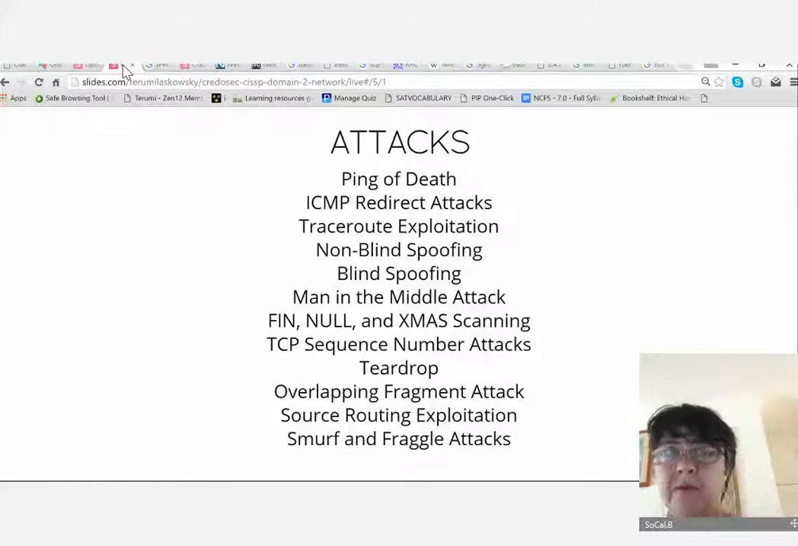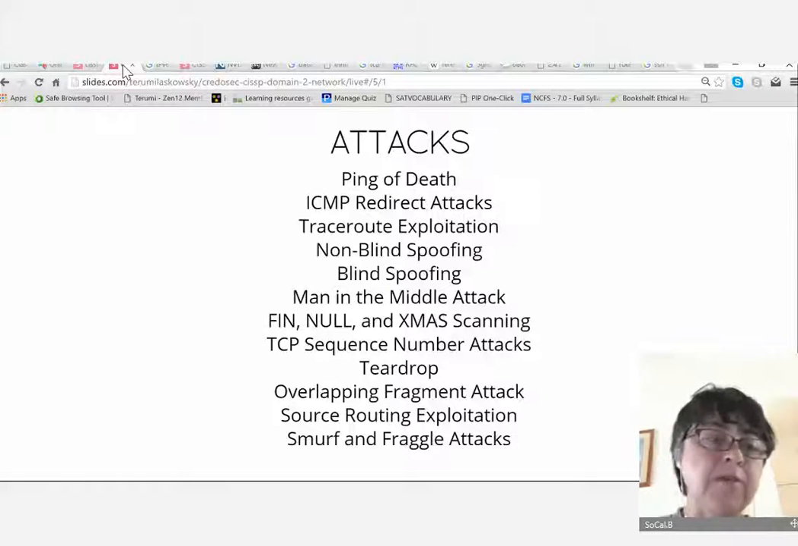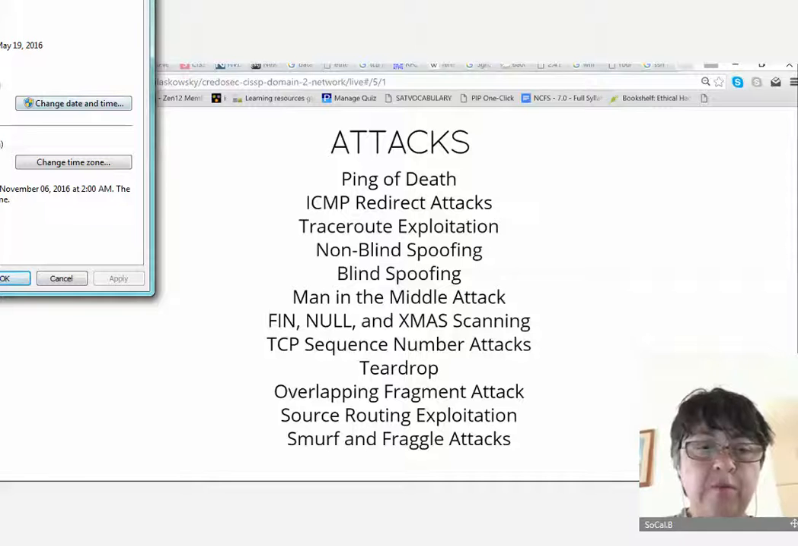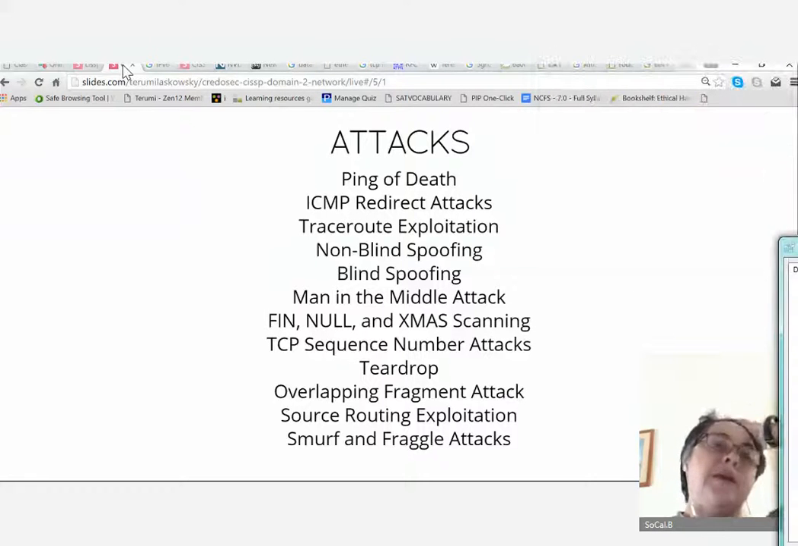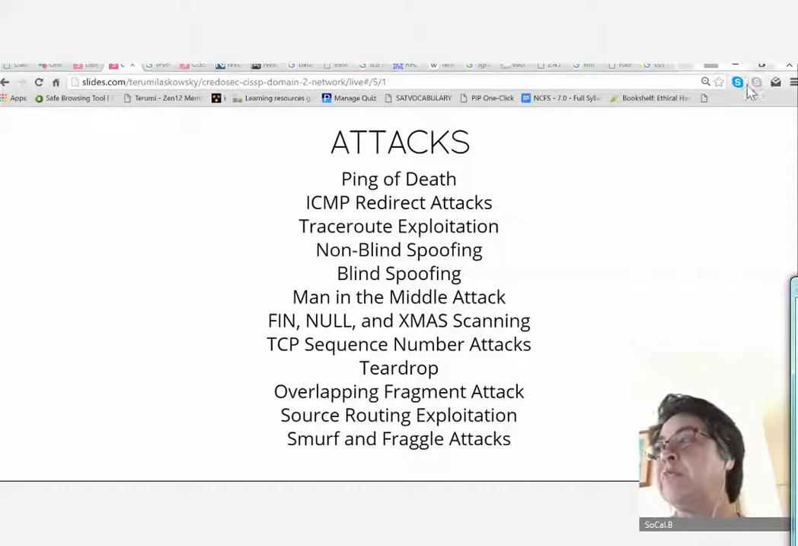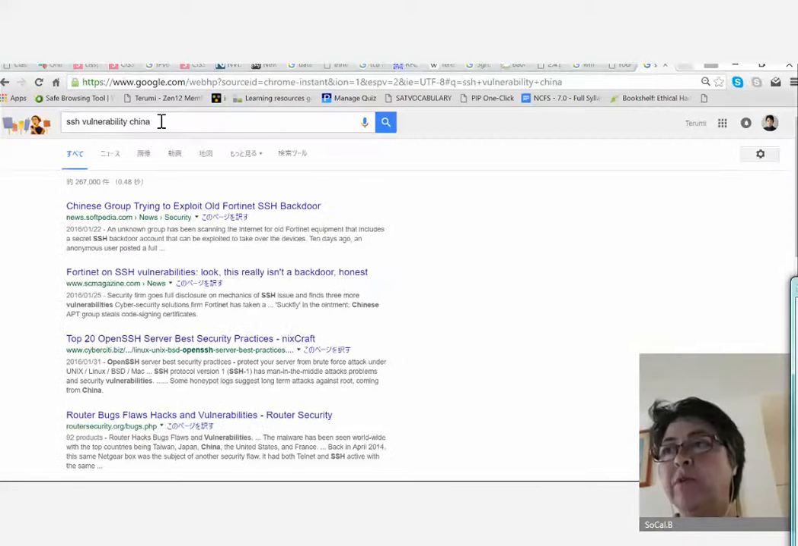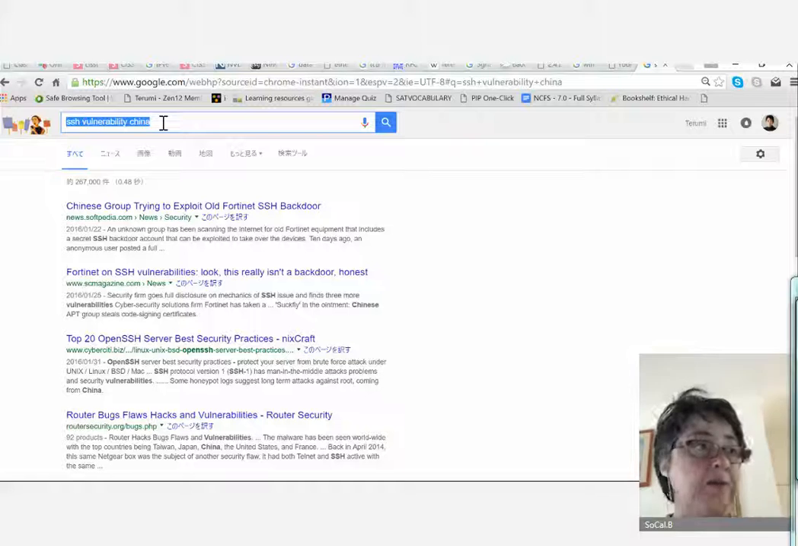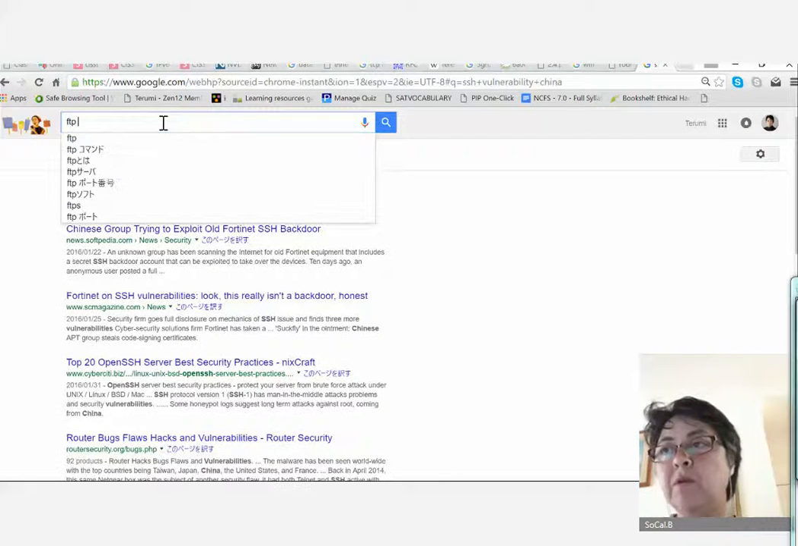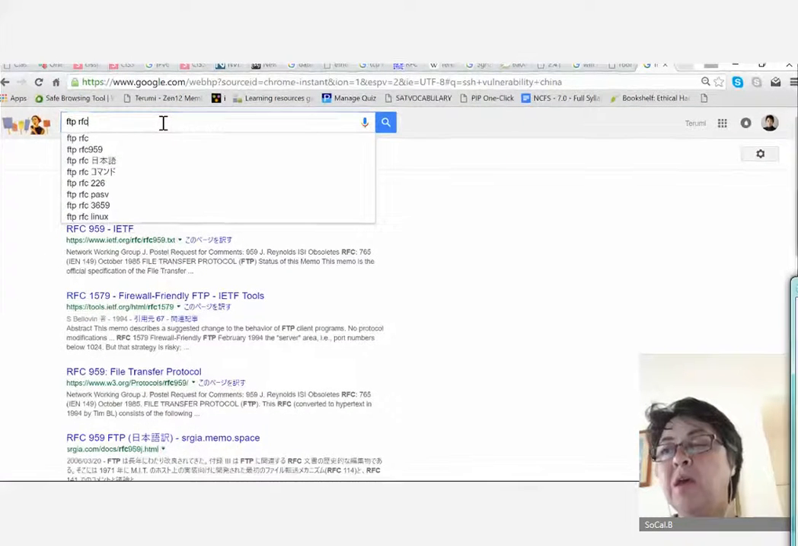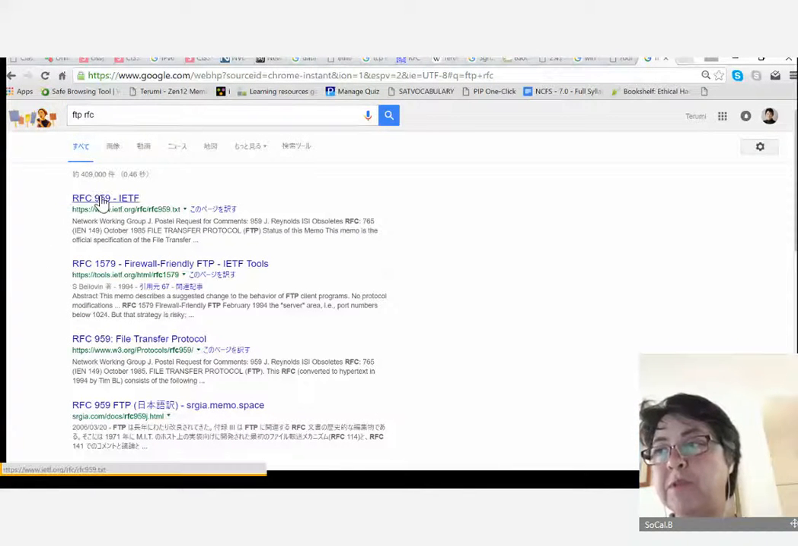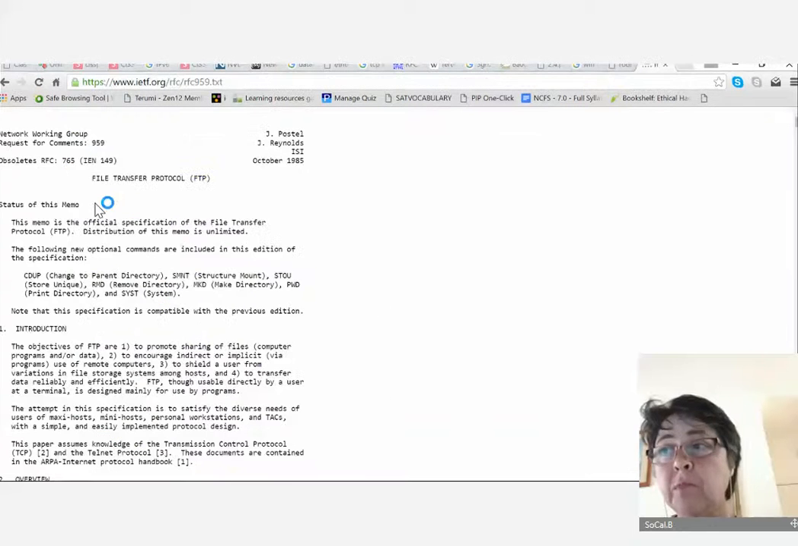Okay. A lot of the vulnerabilities that we see at the OSI layers, or the TCP/IP layers, is the faulty implementation of the protocol. So, let's say, for example, if you wanted to write an OSI implementation of the FTP. What you would do then is go to the guidelines, what the FTP is supposed to do. So you say something like FTP RFC, and they'll tell you which RFC talks about the FTP protocol. So there it is.